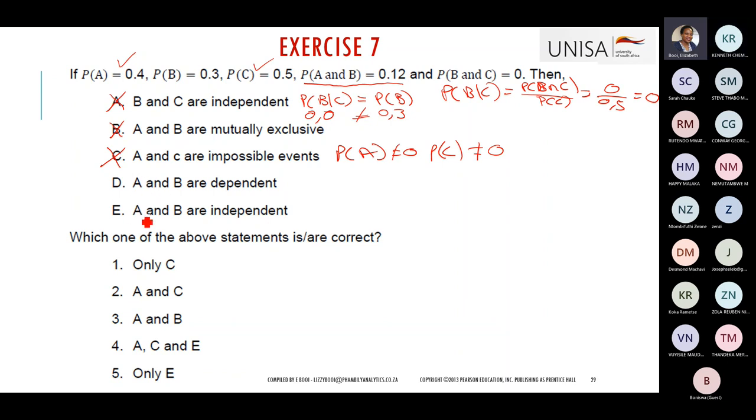I'm going to skip A and B, dependent and independent. We're going to do them together because if one is not dependent, therefore it means it's independent. So let's look at E, which says A and B are independent. We know that if they are independent, the probability of A given B should be the same as the probability of A, or we can use the probability of B given A should be the same as the probability of B. So what is the probability of A? It's easy to find that one. It's 0.4. What is the probability of A given B? They haven't given it to us, so we can calculate that. So let's calculate it and see. The probability of A given B is given by the probability of A and B divided by the probability of B. What is the probability of A and B?